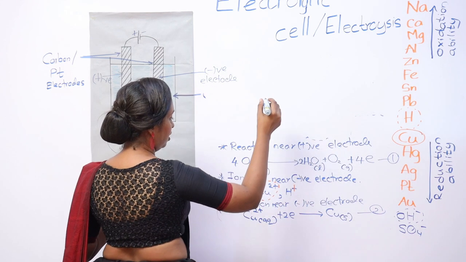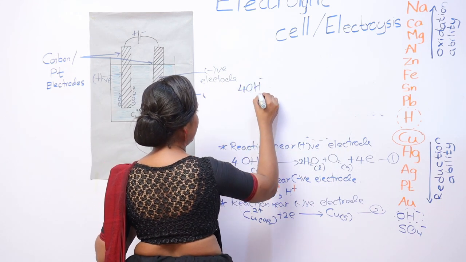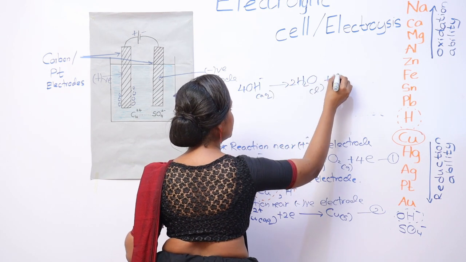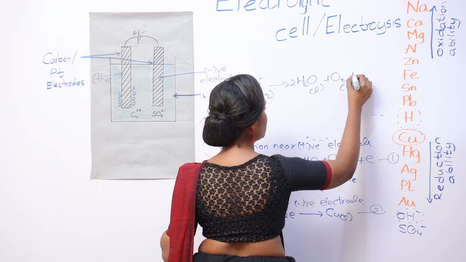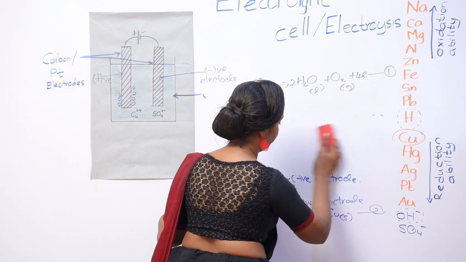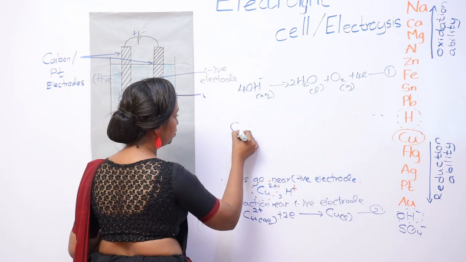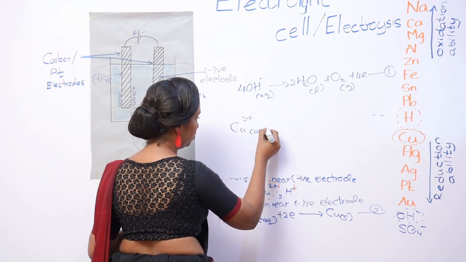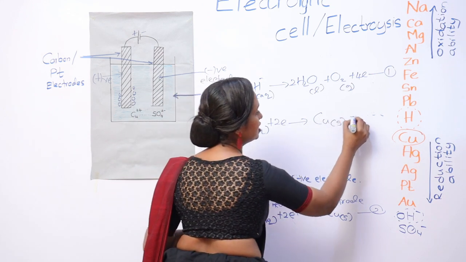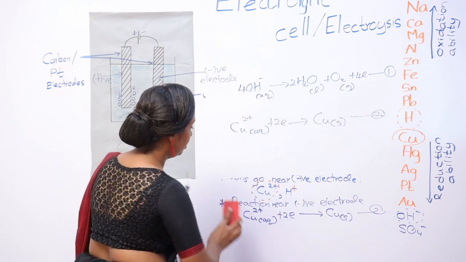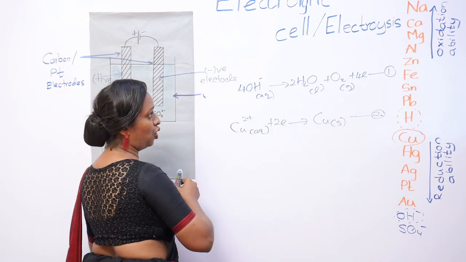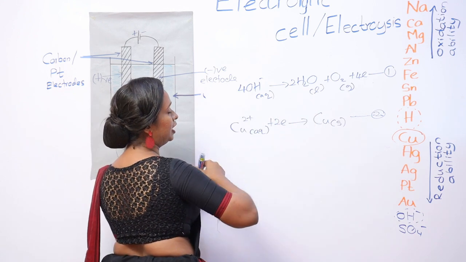See? 4OH minus Aq, 2H2O liquid plus O2 gas plus 4 electrons. This is the number 1 equation. And Cu2 plus Aq plus 2 electrons forms copper solid. This is the number 2 equation. So here they are gaining electrons, here they are removing electrons.